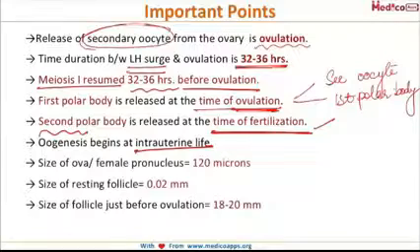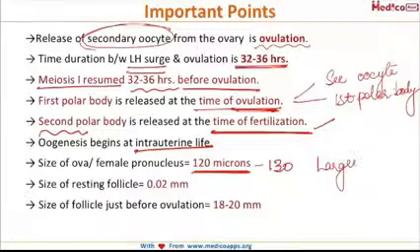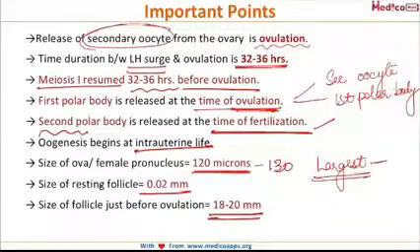Now we'll talk about a few measurements. Number 1, the size of the ova or the female pronucleus. It is 120 to 130 microns, and mind you, this is the largest cell in our body. Now what is the size of the resting follicle? It is somewhere around 0.02 mm. At what size does the follicle ovulate? It is 18 to 20 mm.